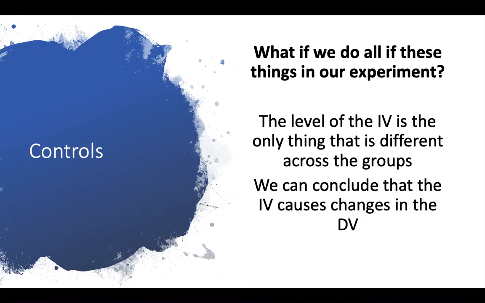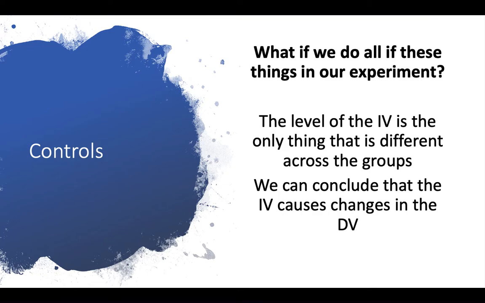So what happens if we do all of these things in our experiment? The level of the independent variable is the only thing that is different across the groups. We can conclude that the independent variable causes the change in the dependent variable. We've eliminated all other possibilities that we can.